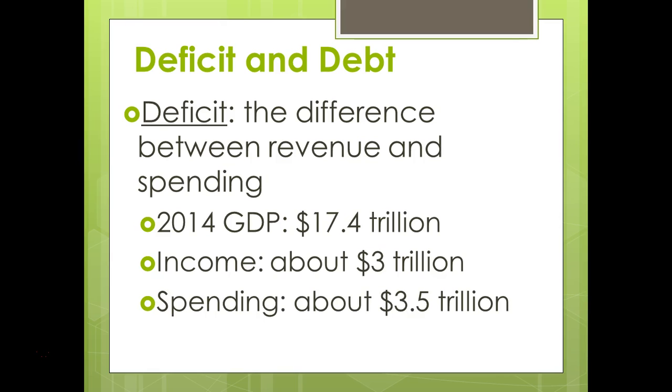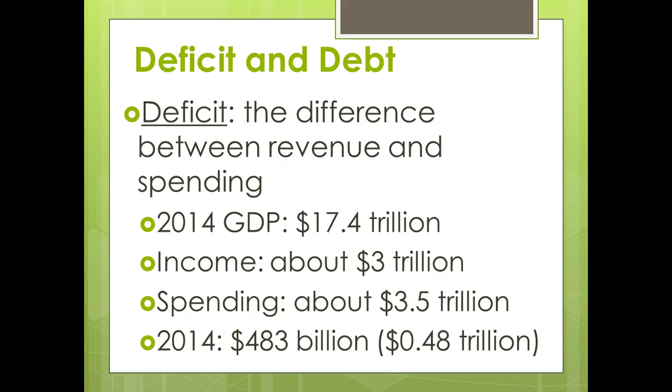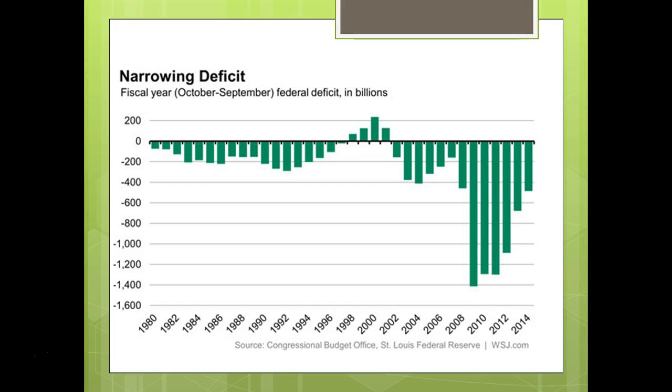But the government spent on its programs $3.5 trillion. So if you'll notice, there's a difference of about 0.5 trillion or 500 billion. It's actually about $483 billion that we spent that we didn't earn in income, so we had to borrow it. And that is the deficit. It's the difference between how much the government took in and how much the government spent that they had to borrow. And here we can see a chart of the deficit over time.